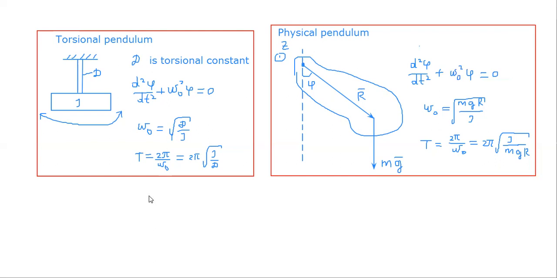Omega 0 to the power of 2, and in the previous case it was necessary to write also d2x by dt2 plus omega 0 to the power of 2 multiplied by x is equal to 0. In the previous case, it is also necessary to write omega 0 to the power of 2.